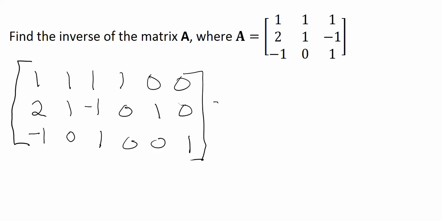So I have limited space with which to work here in my video making, so I'm going to take my steps one at a time. I don't make any changes in the first row. 1, 1, 1, 1, 0, 0. Now in the second row, what I'm going to do is take minus 2 times row 1 plus the old row 2, and that'll be my first step in Gaussian elimination.